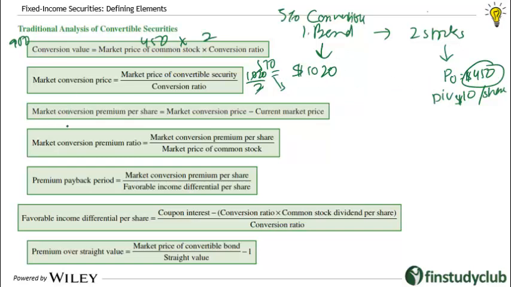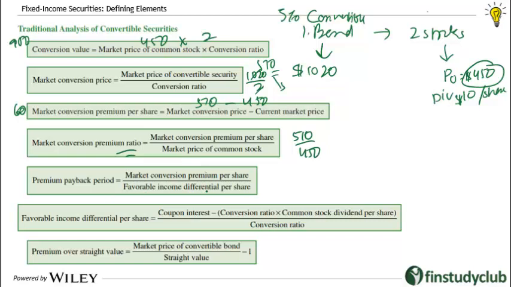So that's your market conversion premium per share. It's 510 minus 450, so that's $60. Market conversion premium ratio: well, instead of finding out the difference, you find out the ratio between the two. All right, so that's the premium ratio.